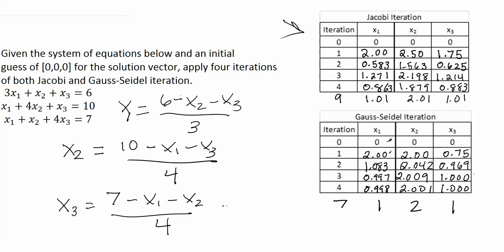But you could see that very quickly, by iteration 3 or 4, we were very close to the exact answer. So Gauss-Seidel was much faster in this example problem, and it shows you the advantages of Gauss-Seidel. Jacobi can be slightly trickier to actually implement, but almost always we would use Gauss-Seidel.